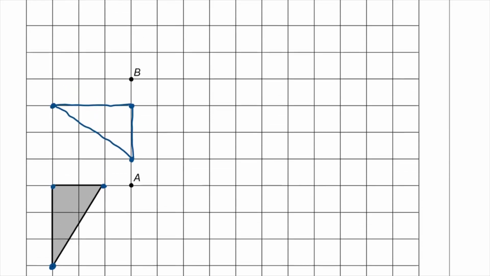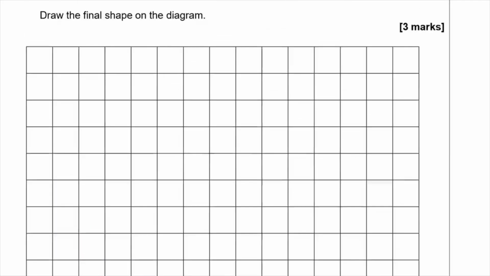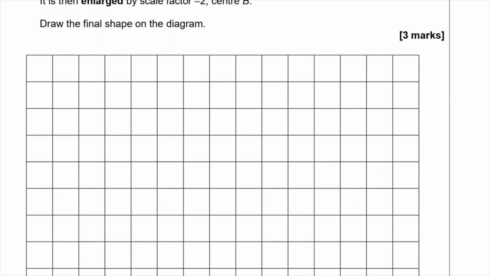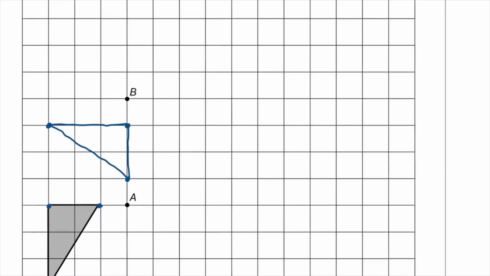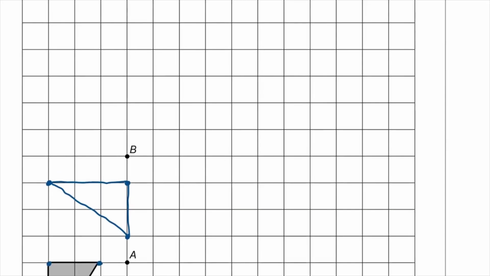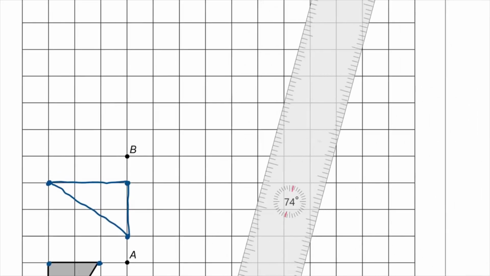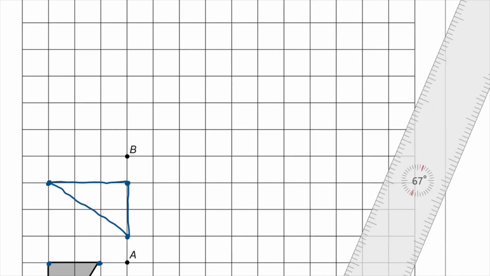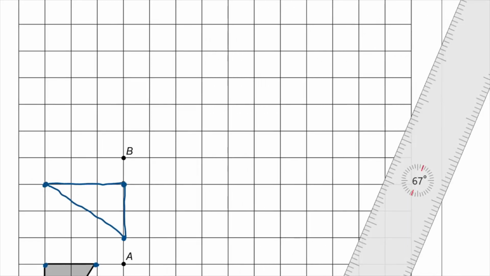Okay, then the next thing I need to do is enlarge it by a scale factor of -2 centre B. Now a scale factor of -2 means each point is going to appear twice as far from the centre of enlargement on the opposite side. So taking this point here first off, it's 1 unit away from the centre of enlargement, so its image is going to be 2 units on the opposite side. It's going to be there.